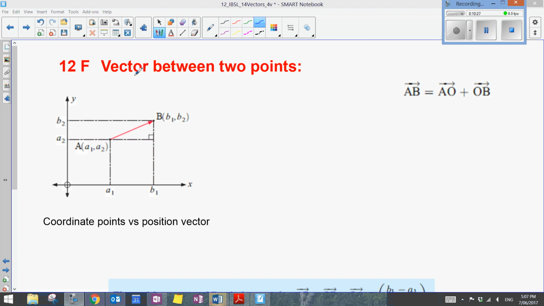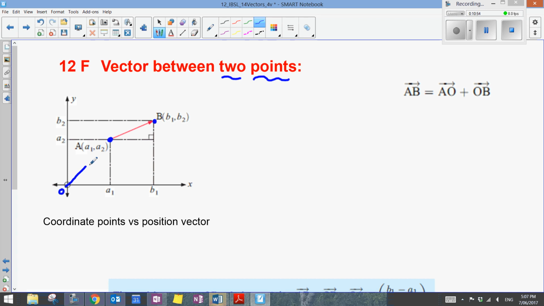All right, guys, so 12F introduces a vector between 2 points. So that means you are now given a coordinate plane, and we have to think of point A as a position at A1, A2, and point B at the position B1, B2. If I want to represent the position vector of A, I'm going to go from our origin 0, 0 to A, and I can think of this as vector from O to A. So we will call that vector OA.